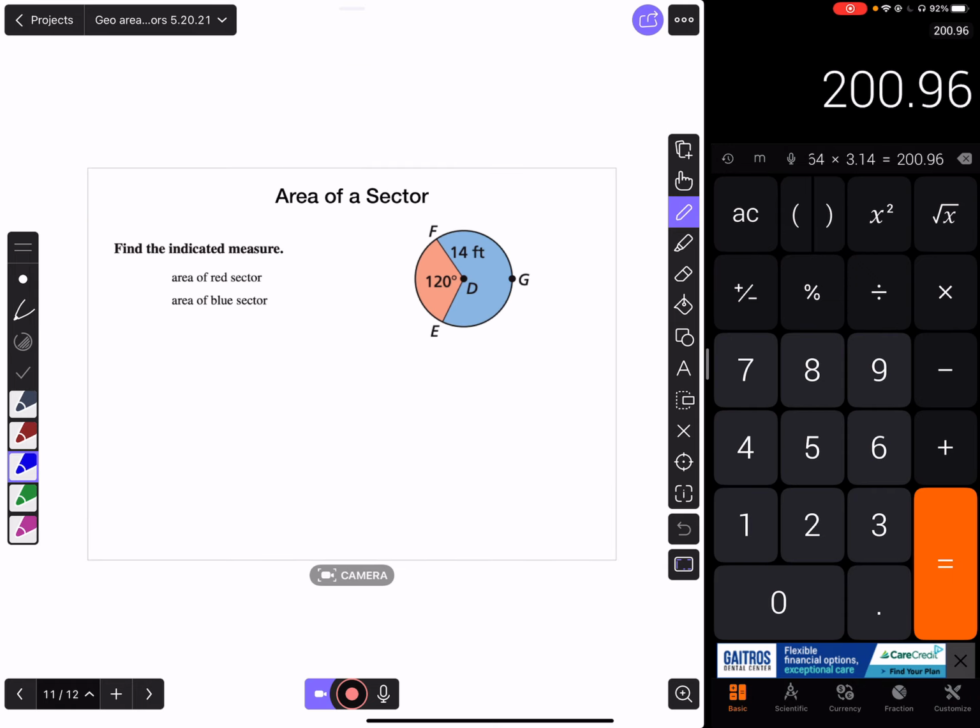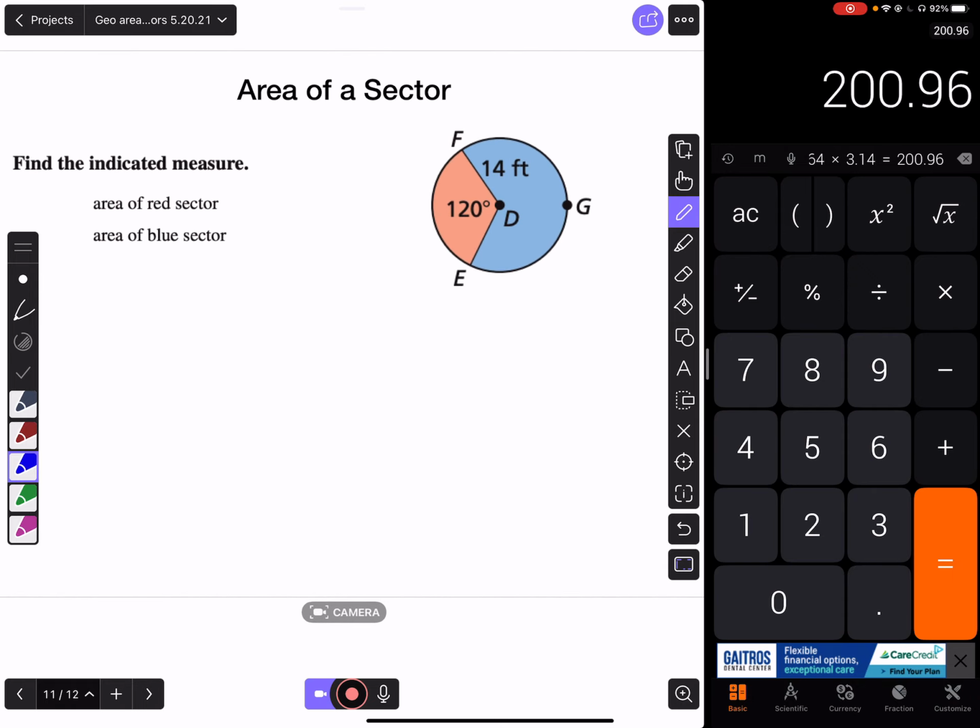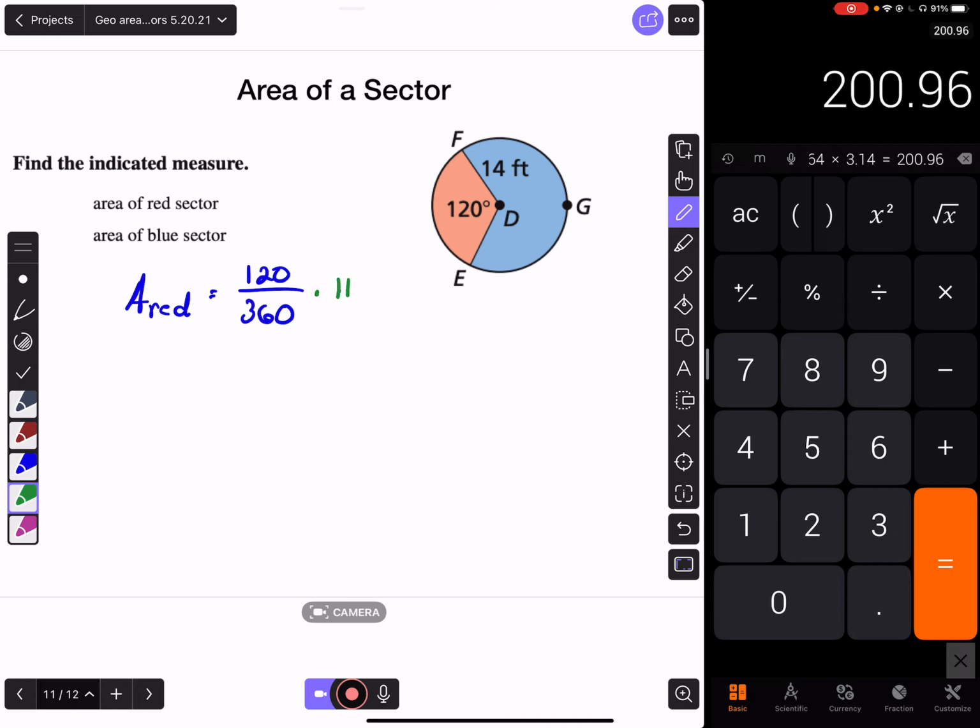Let's go to our next one here. Find the area of the red and the blue regions. Let's do the red one first. And I'll go area of red is equal to, now that's 120 out of 360 of the circle. And then you want to take it times the area of the entire circle. So that's the proportion of it you have, or the ratio of it you have, or part of it you have, times the area of the whole thing, and that would be pi times r squared, but r is just 14. So that's going to get you the area of just the red region.